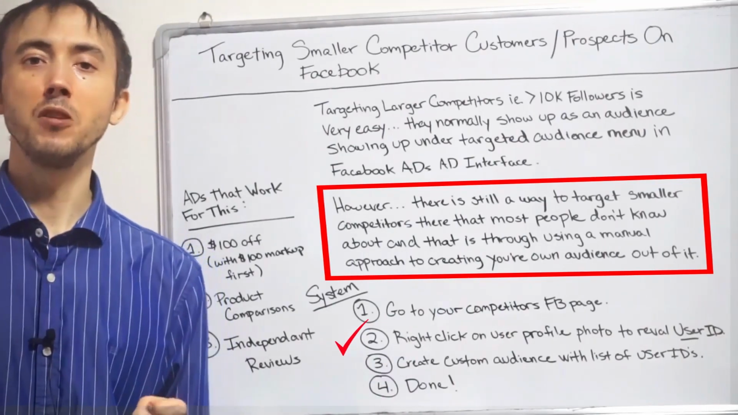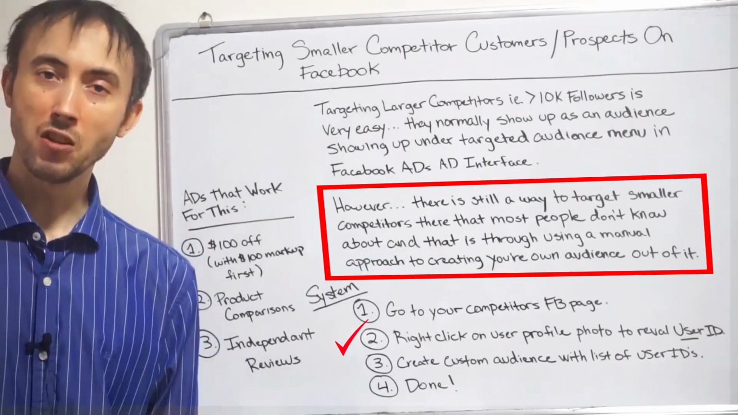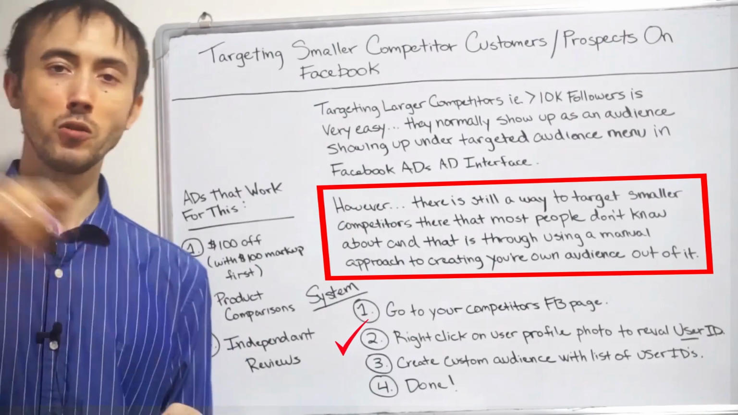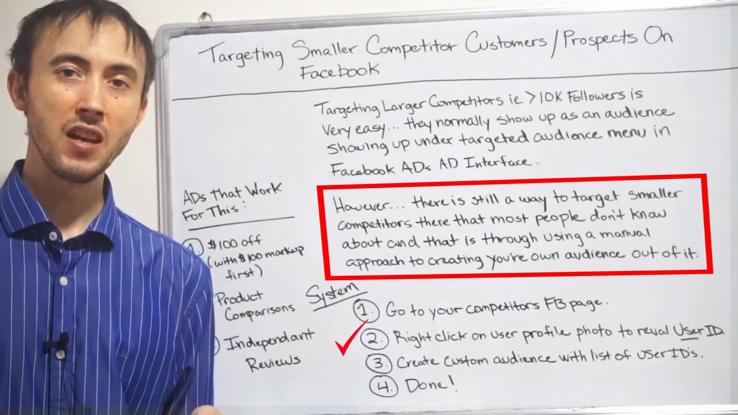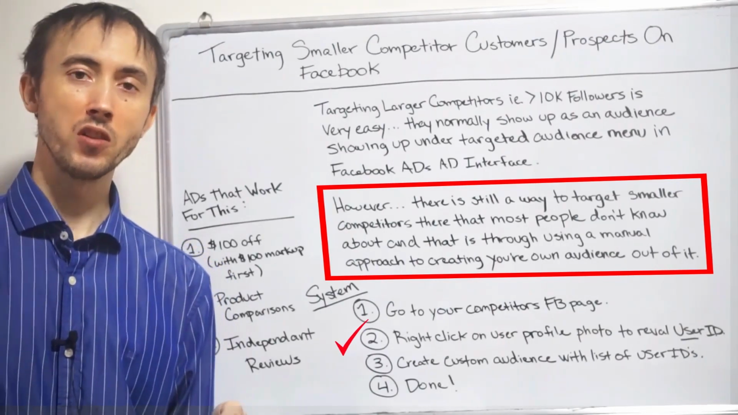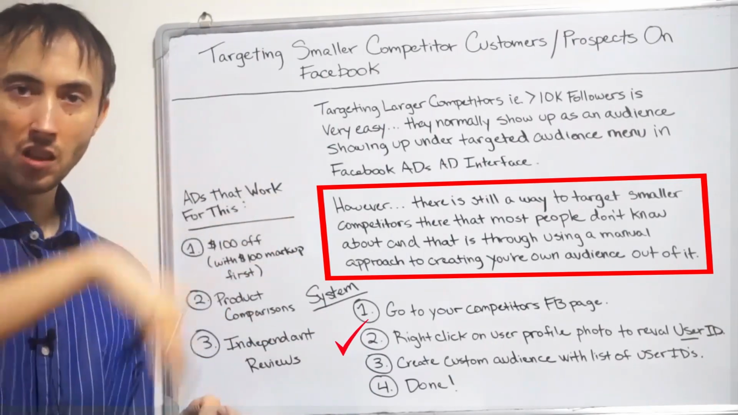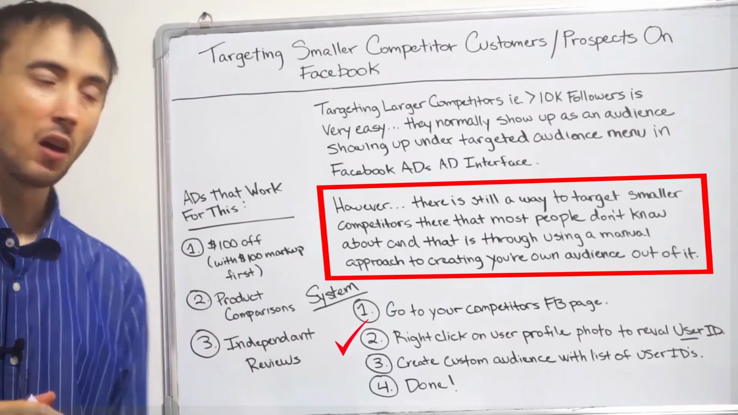On LinkedIn, if they don't do Facebook but that competitor does LinkedIn, it's the same thing. You go to their follower page, show all followers, go to the follower itself, right-click, view source, and search through for the user ID there as well.